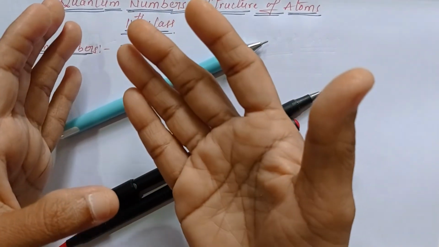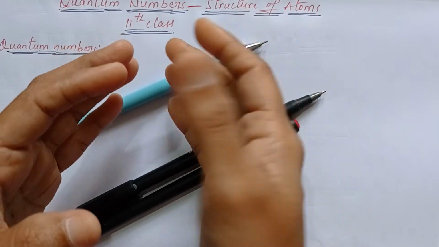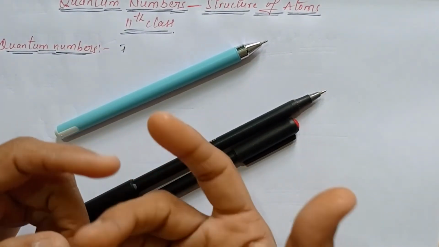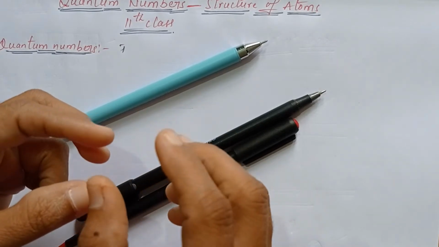So quantum numbers, first of all, what is the importance of quantum numbers? Quantum numbers give the complete information about the position of an electron in an atom.